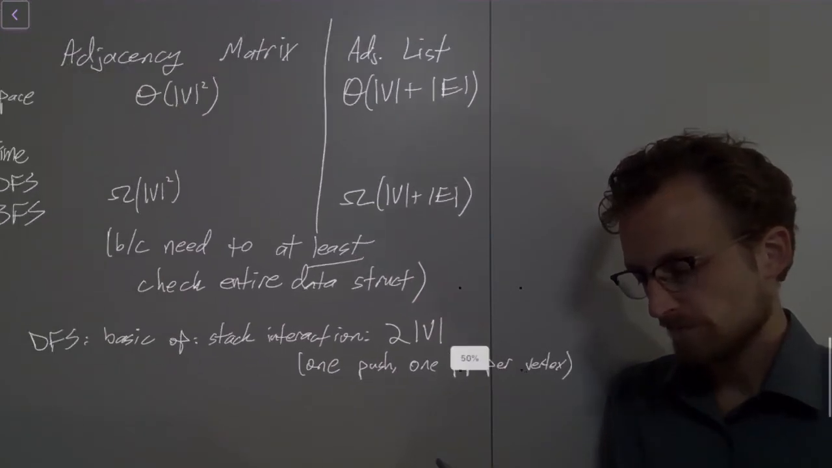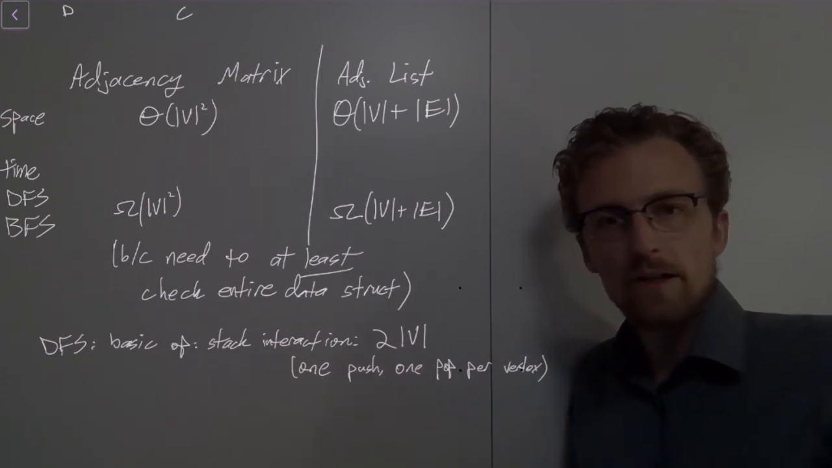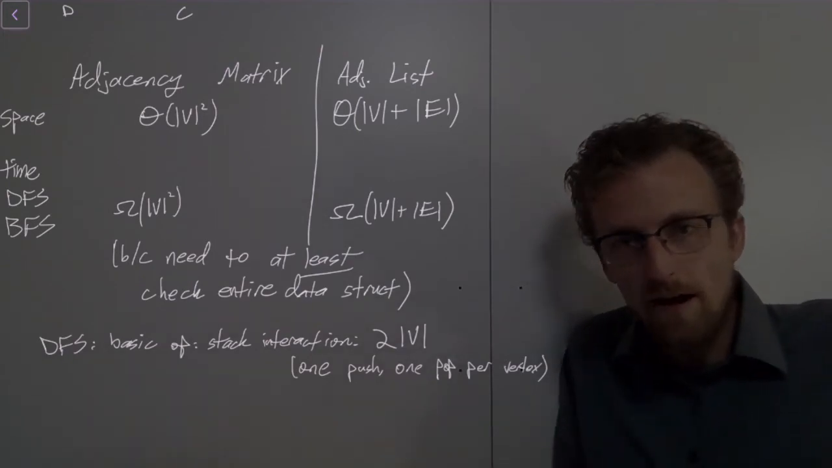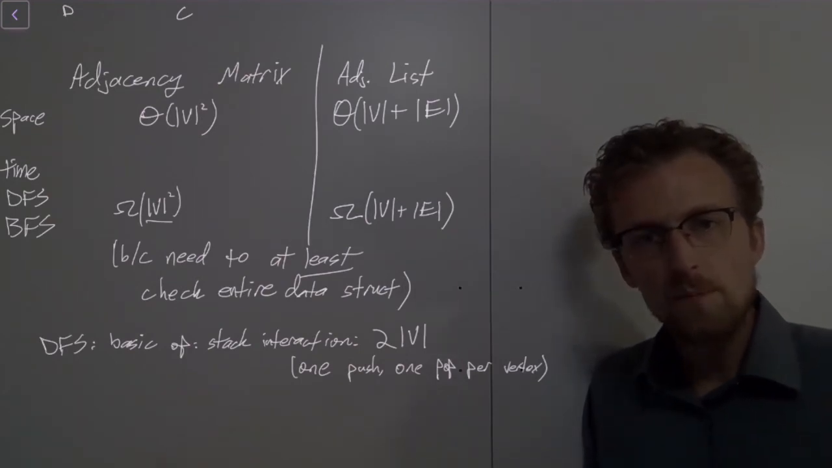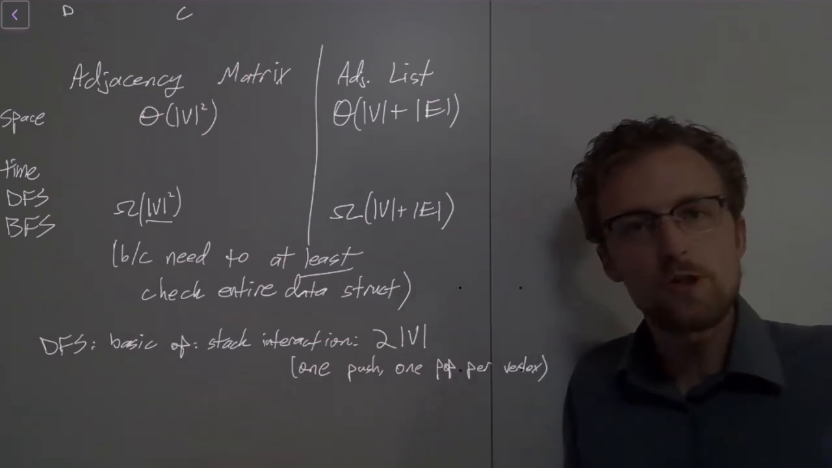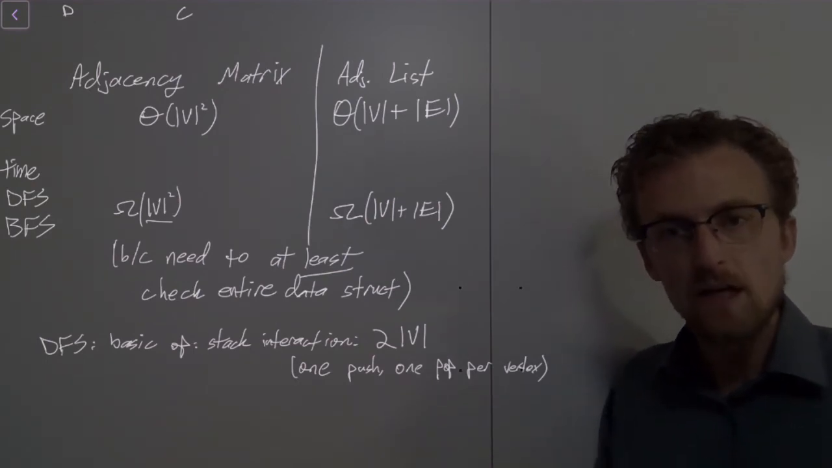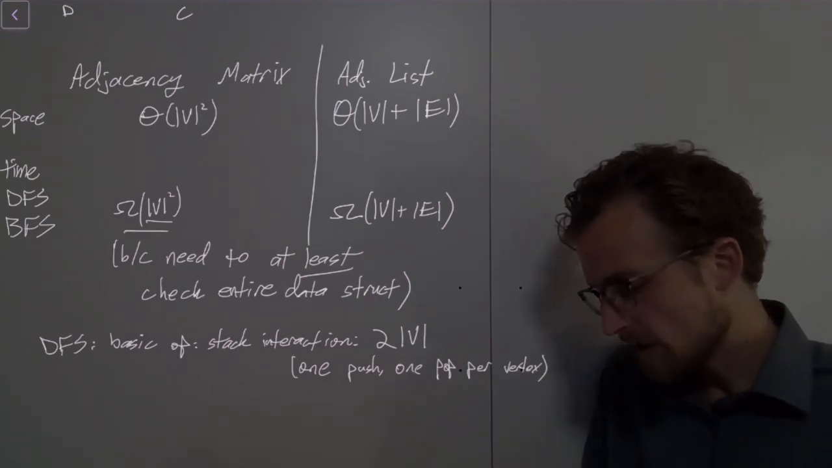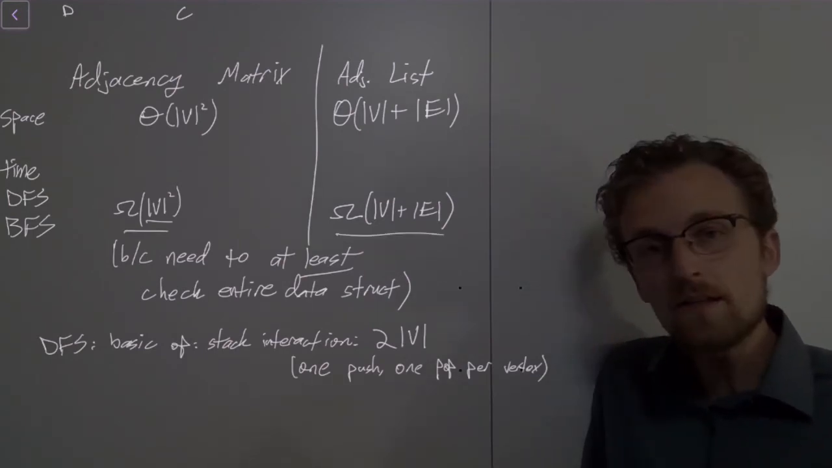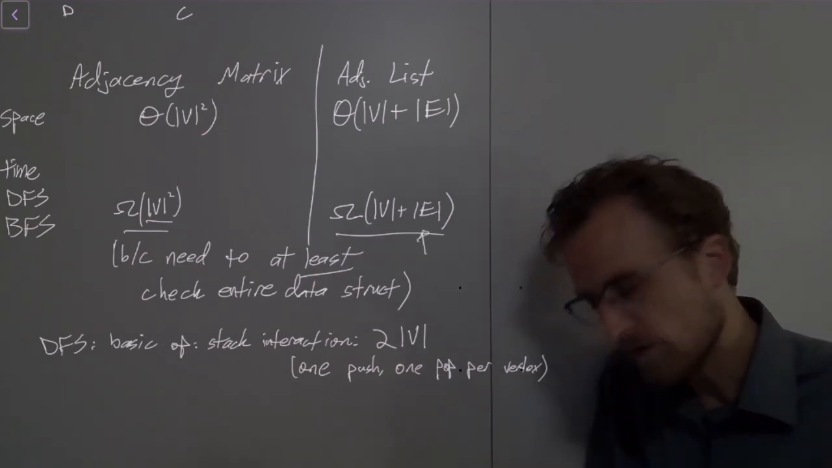Okay. Right, and so in order to read the graph, in order to process the fact that we've got a graph, we have to do at least this many operations just to read the data structure. But once we've read the data structure, we only do 2 times the number of vertices interactions with our stack. So DFS is no slower than v squared if it's an adjacency matrix, and it's no slower than this if it's an adjacency list. There's no way around this piece.